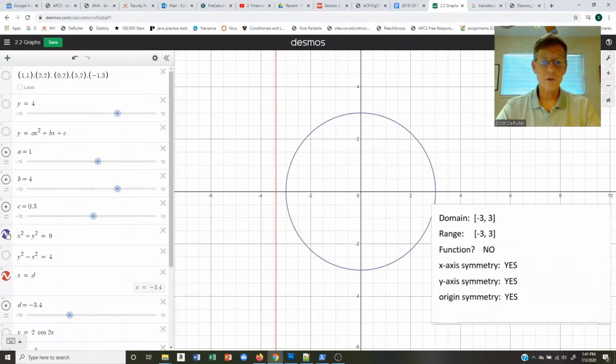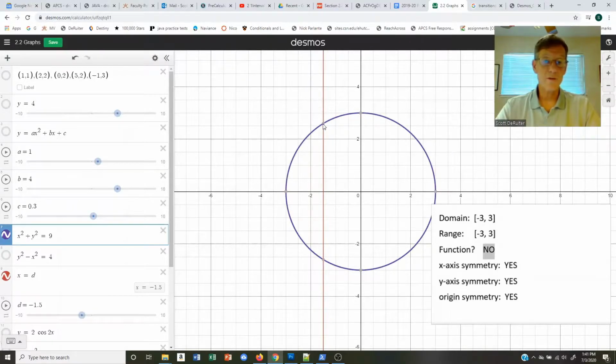All right, next let's take a look at a circle. This circle has domain -3 to 3, range -3 to 3. It does not satisfy the vertical line test. Here this vertical line passes through 2 points, so the x input has 2 y outputs. It's not a function. It has all types of symmetry, though. It has x-axis symmetry: any point on the curve, if you reflect with respect to the x-axis, is also on the curve. Any point, if you reflect with respect to the y-axis, is also on the curve. And even if you reflect a point with respect to the origin, that reflected point is also on the curve. So it's true for that circle.